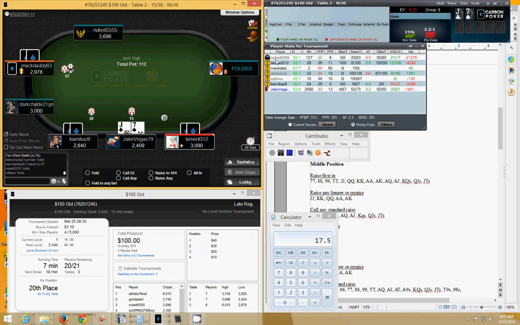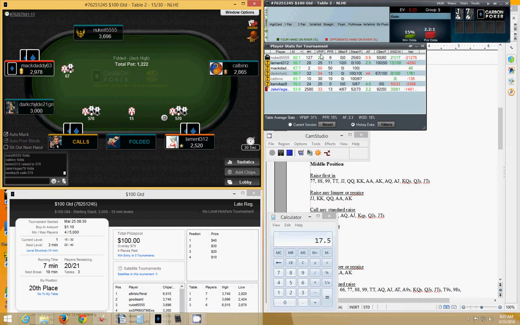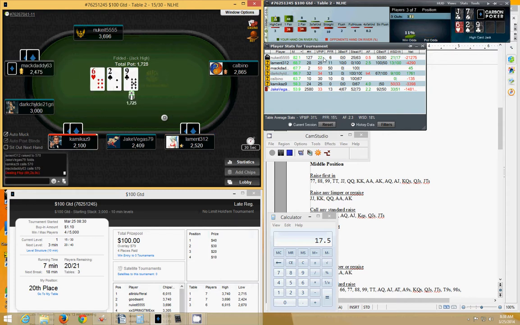So why did I fold against this Nuke It guy here? Well, other than what I already stated, let's take a deeper look at his statistics here. VPIP is voluntarily put money in the pot. So he puts money into the pot, not including the blinds or antes. 22% of the time he commits money to the pot voluntarily.